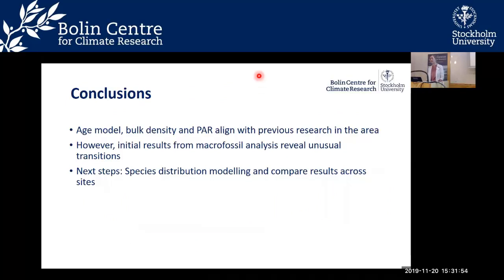So in conclusion, the preliminary results for my first site, the age model, bulk density, and peat accumulation rates align quite well with previous research. However, the macrofossil analysis has revealed some unusual stages. And the next steps are to look at the species distribution and then compare across the sites.